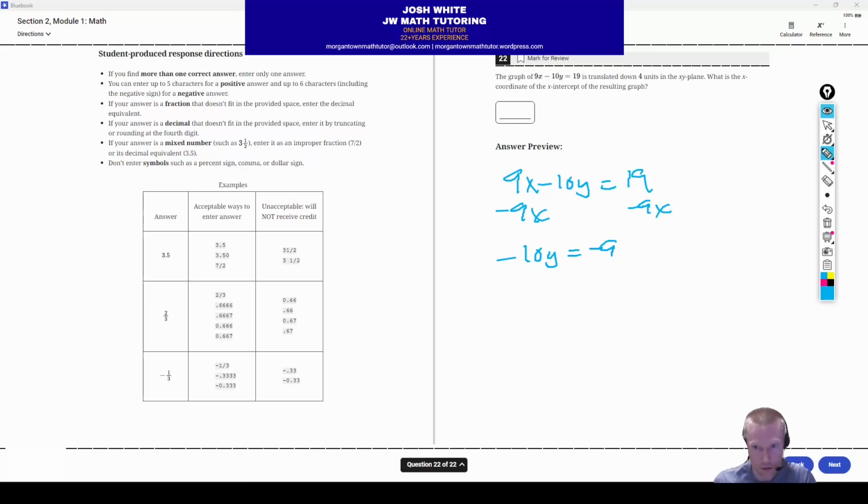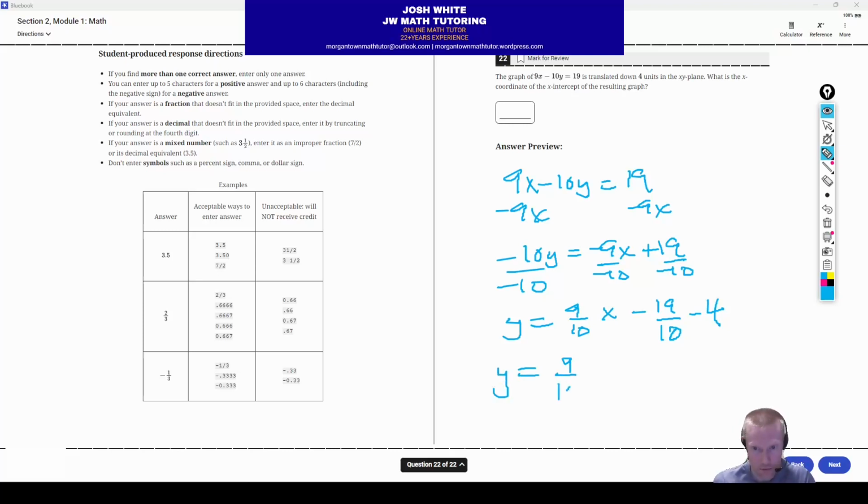So x plus 19. All right, y equals 9/10 x minus 19 over 10. Now, move it down 4 units. So that means just put a minus 4 here outside. So now if you're going to go ahead and combine these, it's technically going to be minus 59 over 10. That can just be done in Desmos.